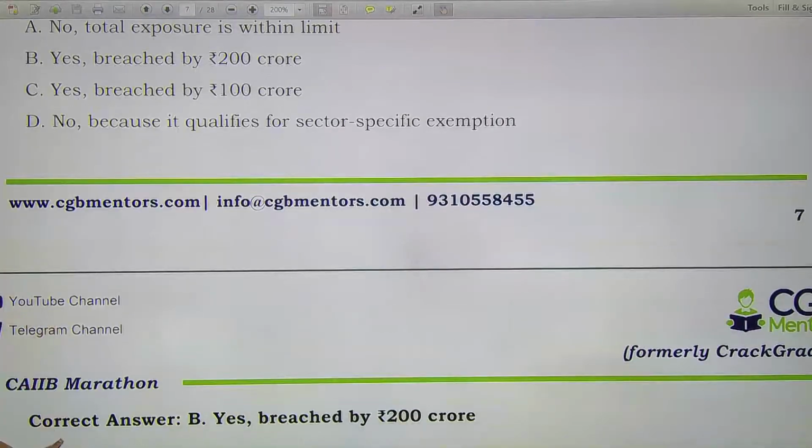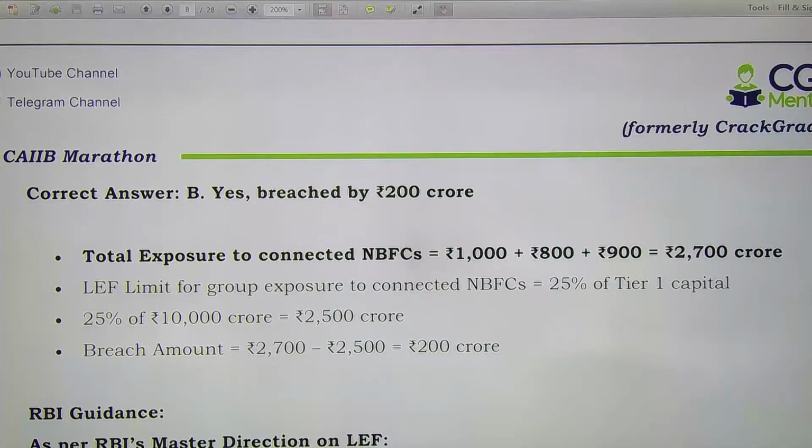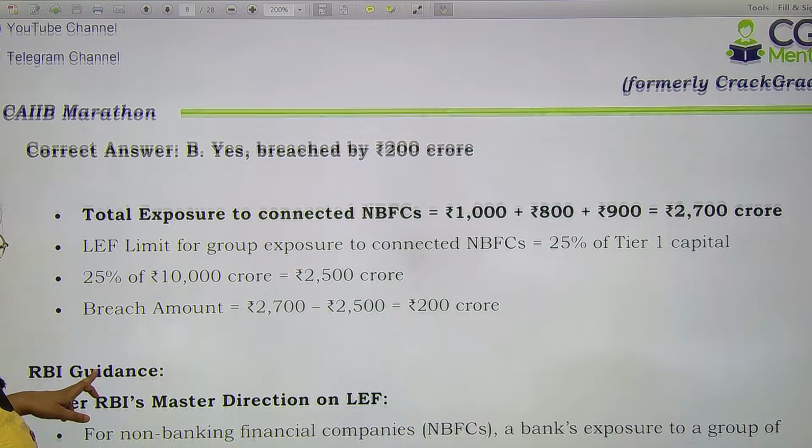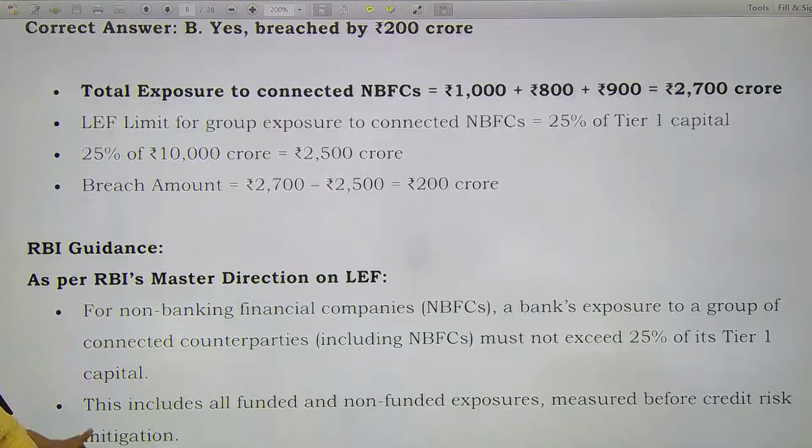So, over here, see, total exposure is 2700 crore to the connected NBFCs. What is the limit over here? 25% of the tier 1 capital. So, 25% of tier 1 capital is 2500 crore and yes, there has been a breach by 200 crores. ठीक है, 200 crores का आपके पास में breach है.